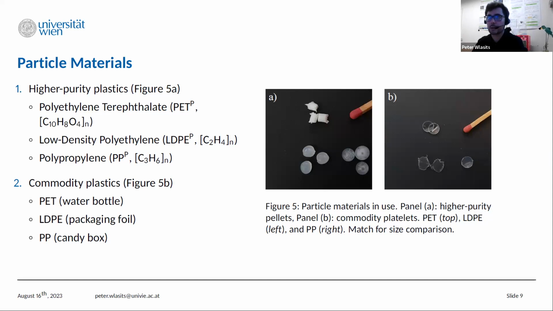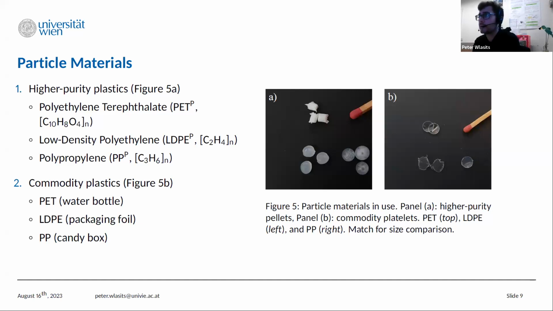So we externally bought them. And we bought three types, as you can see: polyethylene terephthalate, low density polyethylene, and polypropylene. If these materials have been used for the measurements in the graphs later on, I put the P for pure as a superscript to denote it. And we had the same three materials also as commodity versions that we harvested from daily life products. PET, as you all know, is used in water bottles, so we used a water bottle. The LDPE is coming from a very thin packaging foil, and the polypropylene we harvested from a common candy box.